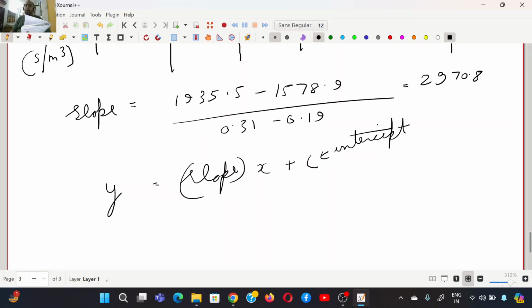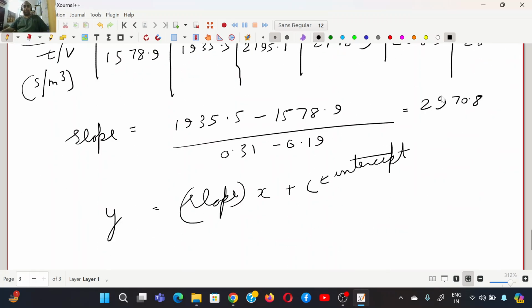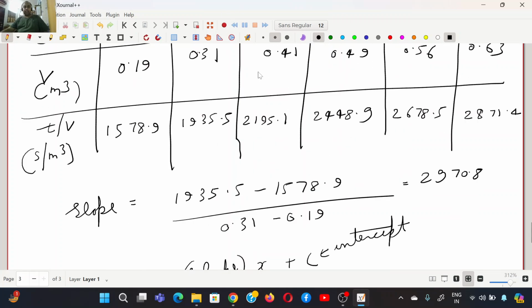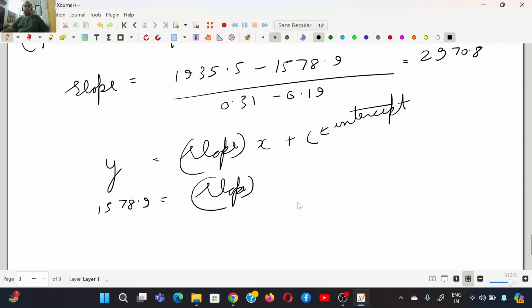So take any particular point here. Say I'm taking this point only, 1578.9. So 1578.9 is equal to slope into, at 1578.9, the x is 0.19, slope into 0.19 plus c. And slope we already know it's 2970.8. So c will be, I got 1014.4.